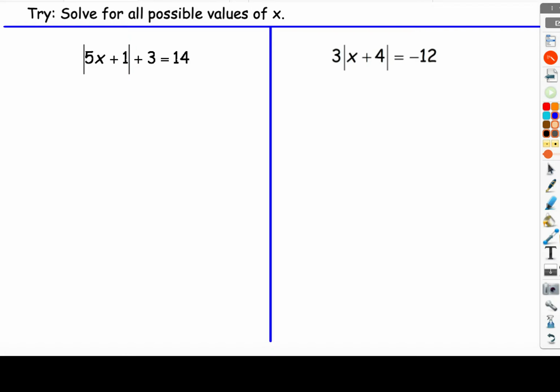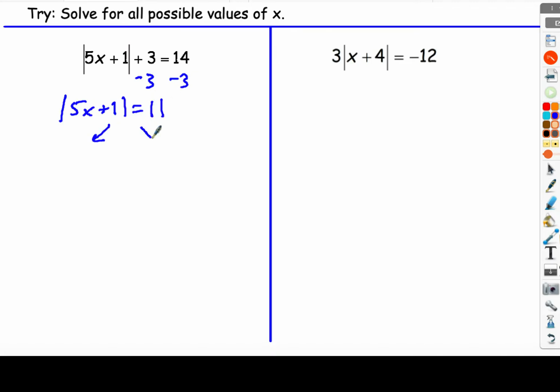So I've got a couple of absolute value equations here on the screen, and remember, in order to solve, the first thing we want to do is get rid of anything on the outside of the absolute value. We want to isolate our absolute value. So let's go ahead and subtract 3 in this first equation. So I've got the absolute value of 5x plus 1 will be equal to, again, plus 3 minus 3 is gone, but 14 minus 3 is 11.